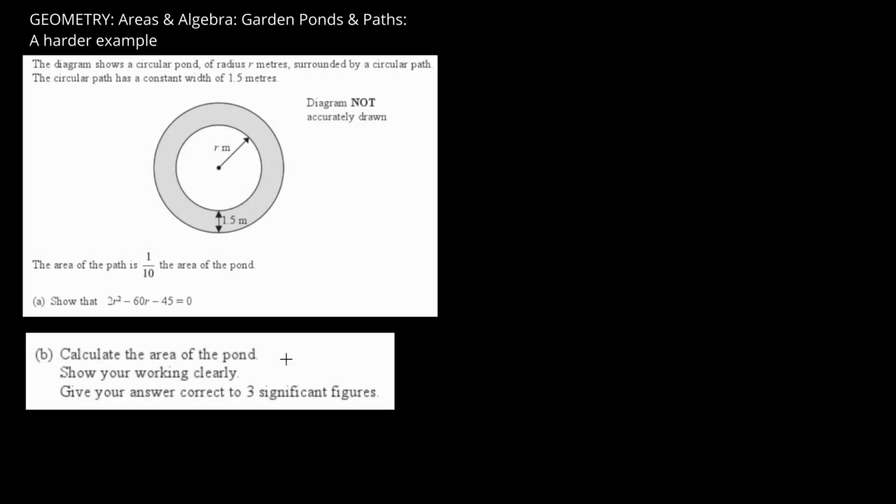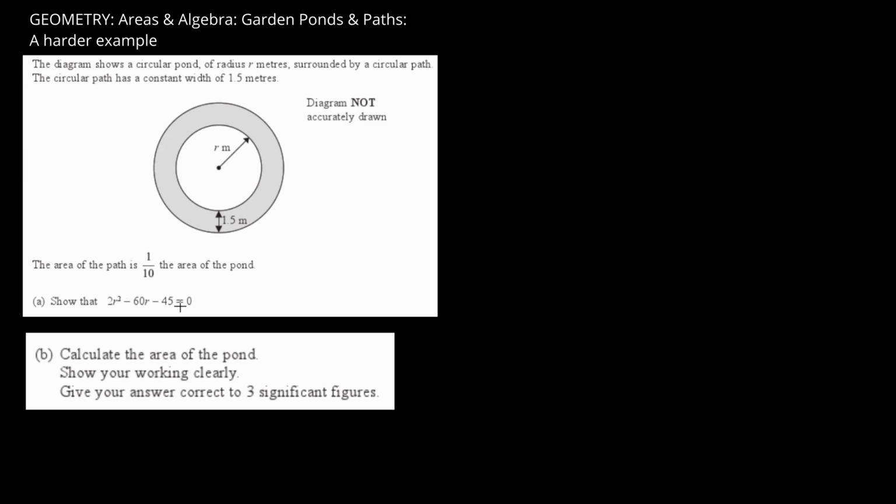Ponds in gardens, patio areas and so on are also great favourites. And here we have a pond. The pond is in the middle here and its radius is r. But we do know the width of a surrounding path. The crucial point is that the area of the path is a tenth of the area of the pond.